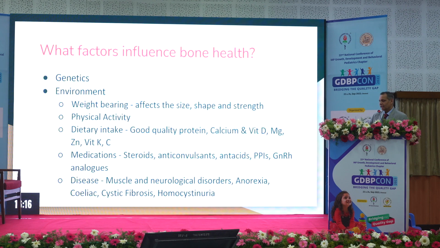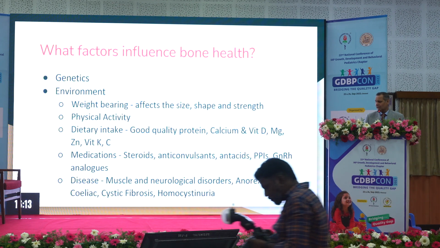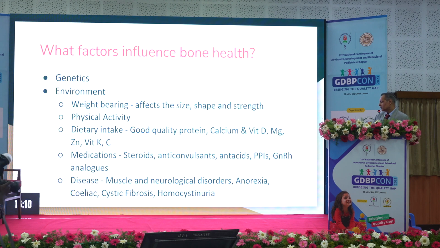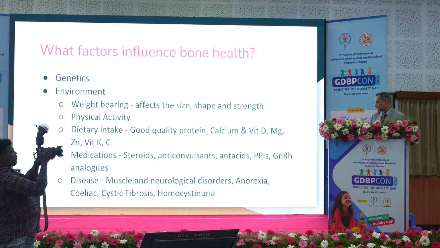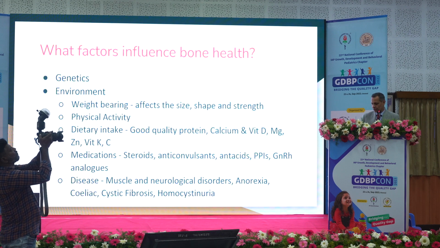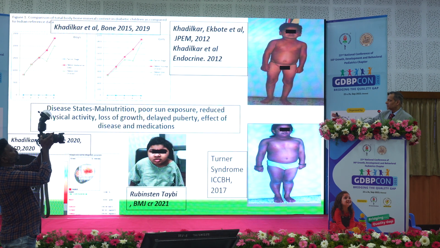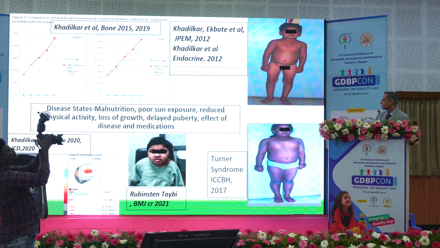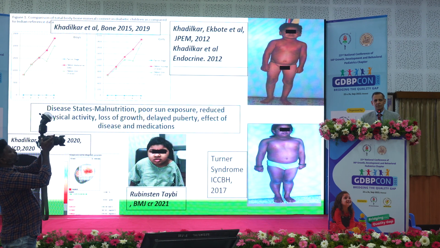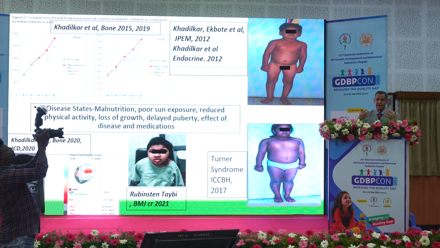And then disease. Any disease that affects the muscle strength or muscle mass, any disease or neurological disorder that leads to reduction in muscle strength is going to cause weak bones. Similarly, anorexia, celiac disease, cystic fibrosis, homocystinuria will lead to osteoporosis. Now, we have published from our unit in Pune how bone health is affected in multiple disorders that lead to either delayed development or disability. That includes growth hormone deficiency, Turner syndrome, syndromic children, Russell-Silver syndrome, and many other similar disease states. So a lot of hormones, nutrition, and the bone-muscle unit together manifest as your bone health.